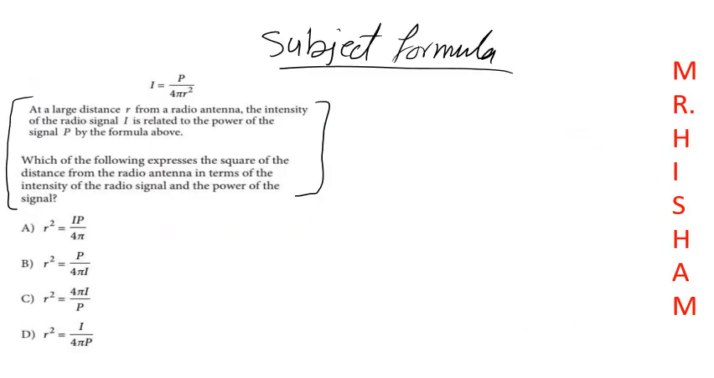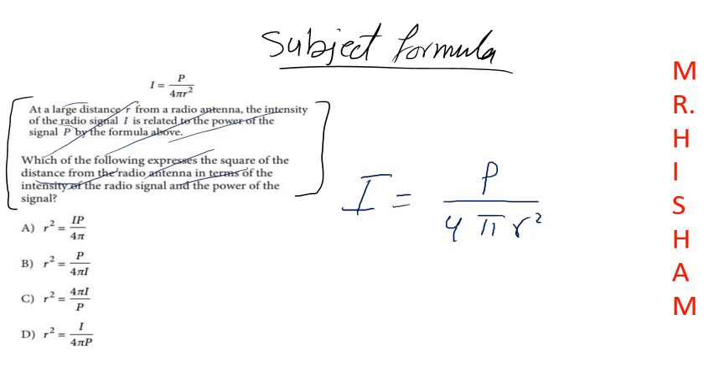Since the question is a subject formula, I don't need to read all of that. So you don't have to read all of these words. So I have I is equal to P over 4 pi r squared. I may ask about P or I may ask about r.